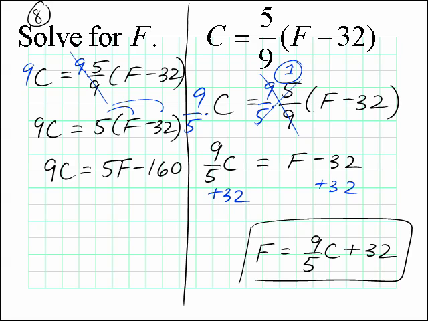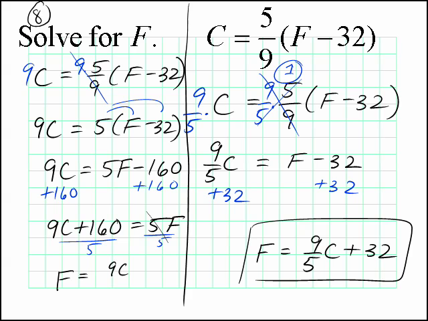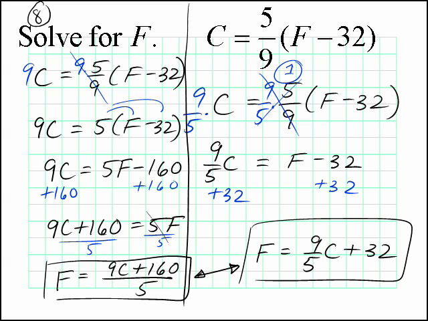Remembering that we are solving for f, I would then have to add 160 to both sides. 9c plus 160 equals 5f. And then the last step would be to divide both sides by 5. And I would get f equals 9c plus 160 all divided by 5. And that is equivalent to our original answer there. If we split that into two fractions, putting the 5 under each part, it will reduce to 9/5 c plus 32.